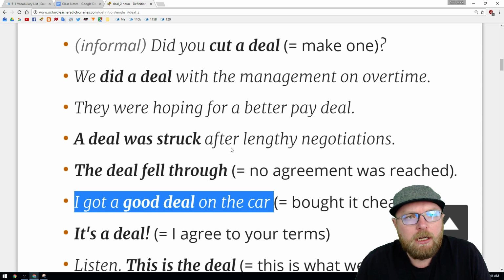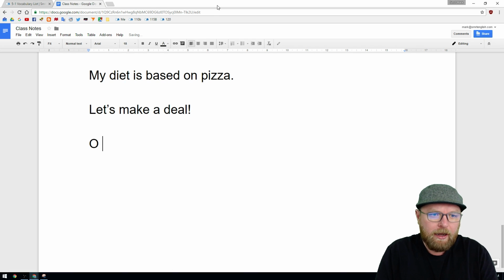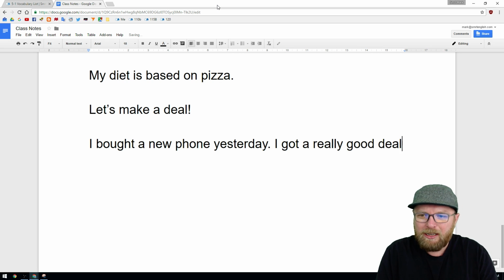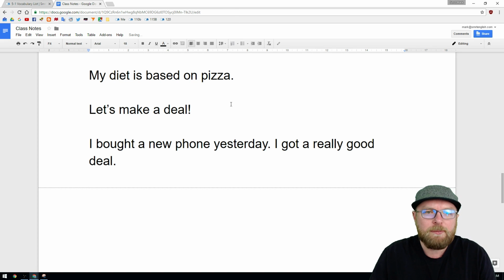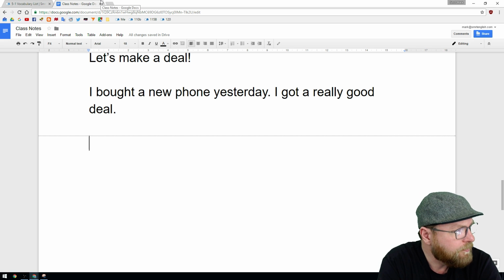It's a good deal on the car. So if I say this, oh yeah, I bought a new phone yesterday. I got a really good deal. What does that mean? I got a really good deal. This is really popular English. We say this a lot. I have to go to Delhi to make a deal with Swati. Okay, you guys are gonna make a deal together.